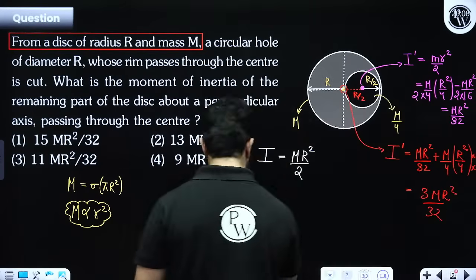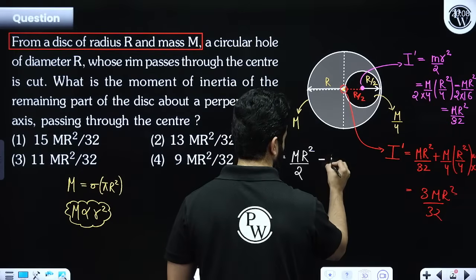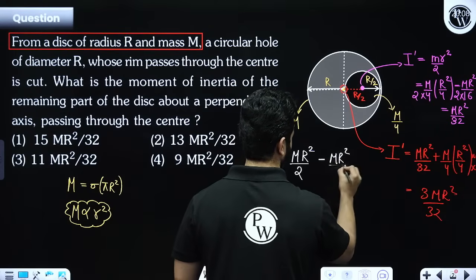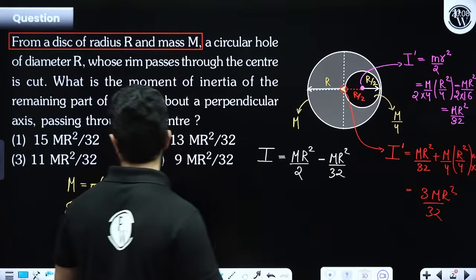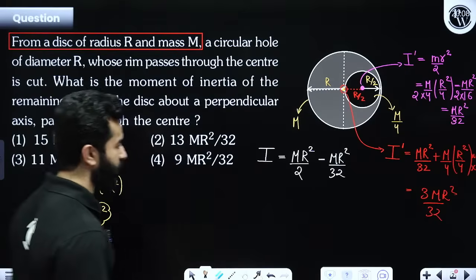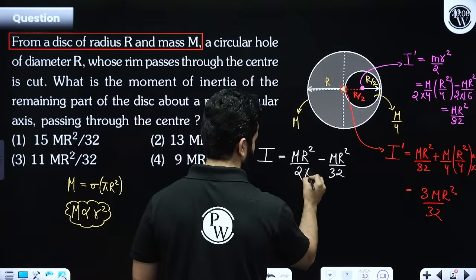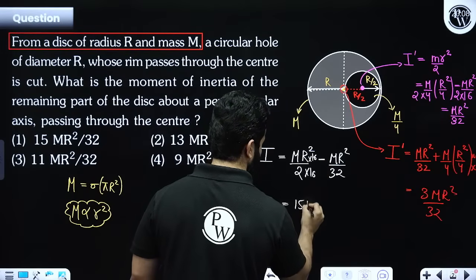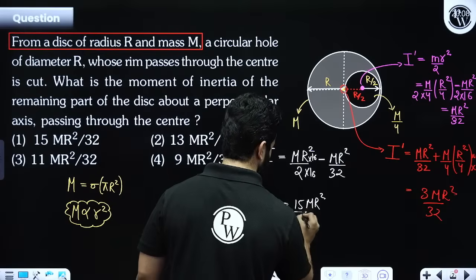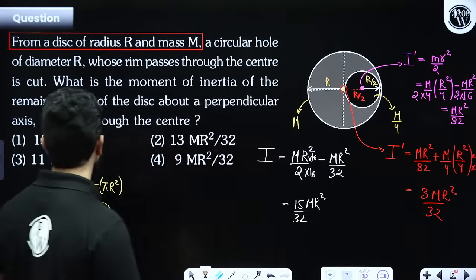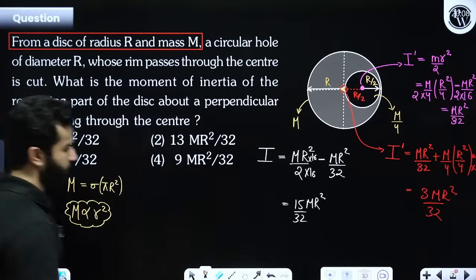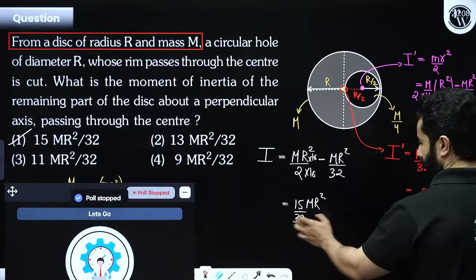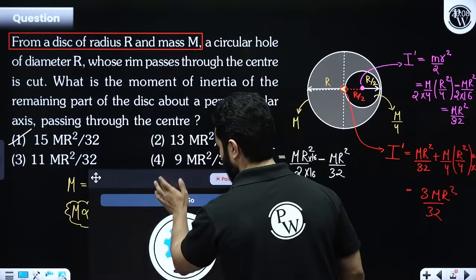Now subtract it. So minus mr square by 32. Please check everything's clear. Hopefully everything is clear. We can multiply 16 over here. Finally answer should be 15 mr square by 32. So 15 mr square by 32, option 1 is correct. Option 1 is absolutely correct.